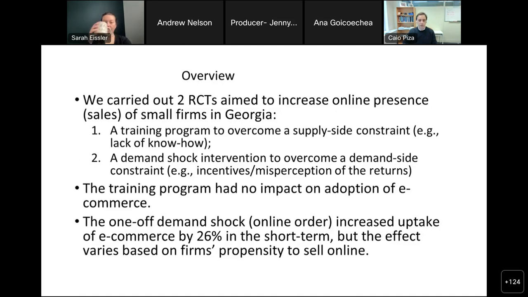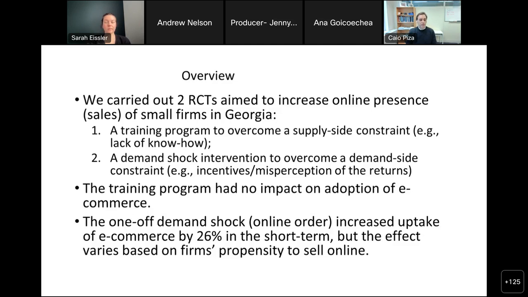We run two randomized control trials aiming to increase the online presence of small businesses in Georgia, the country, not the US state. Here the target is small businesses. We don't have micro enterprises. I'm going to give a flavor later on of how these businesses look in our study. Basically, we run two experiments. In the first one, we evaluate the impact of a light touch training program. I will describe a little bit about what it entailed. In the second experiment, we have a demand shock intervention. This is an idea that we came up with during the project. I'll explain it better later on.